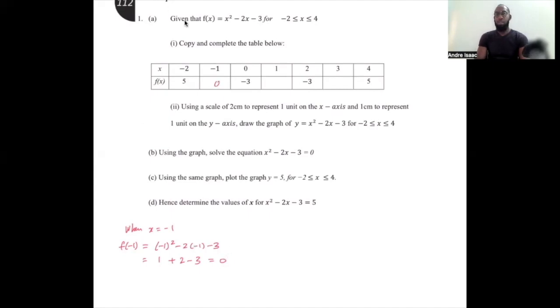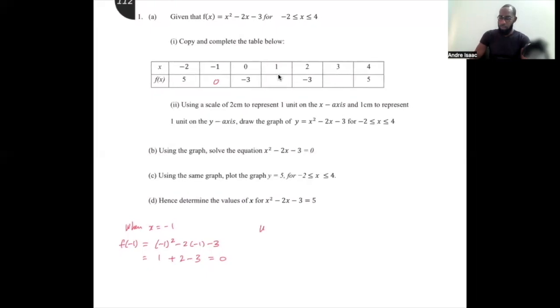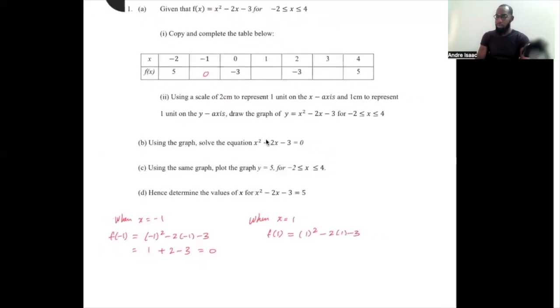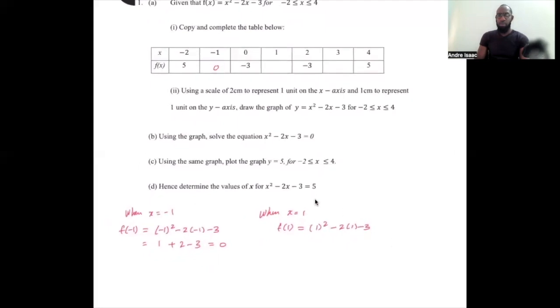Part 1 tells us to copy and complete the table, so that's what we do. When x is equal to 1, let's see what f of 1 is. Run out of room here. F of 1 is equal to 1 minus 2 minus 3, and that is equal to -4. So the answer here is -4.